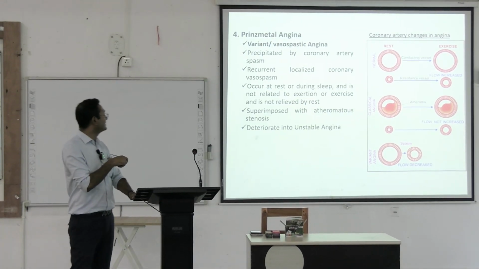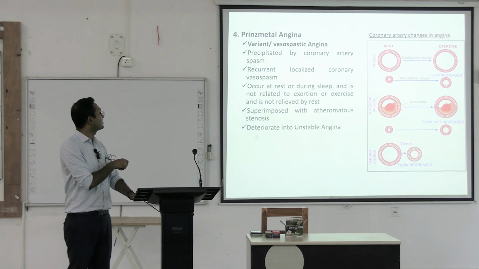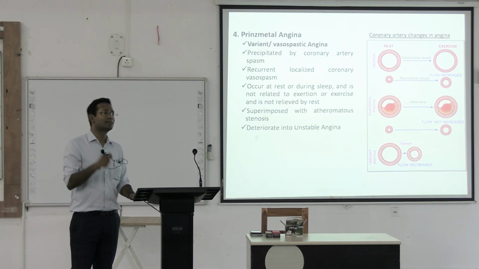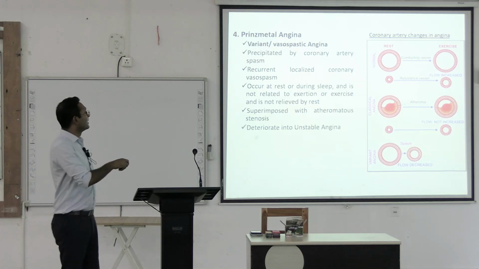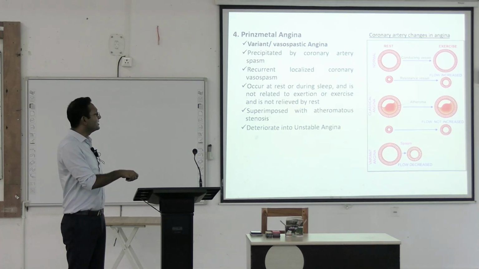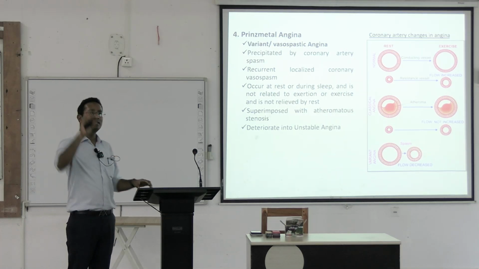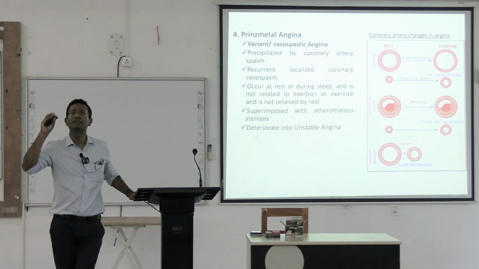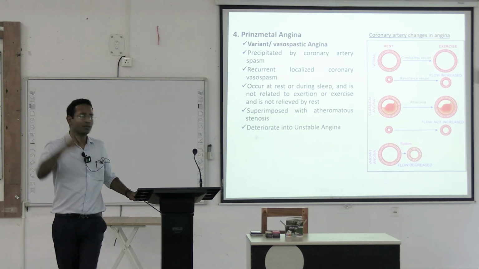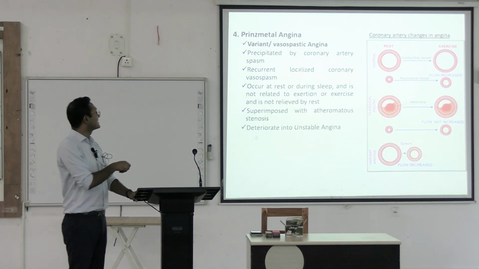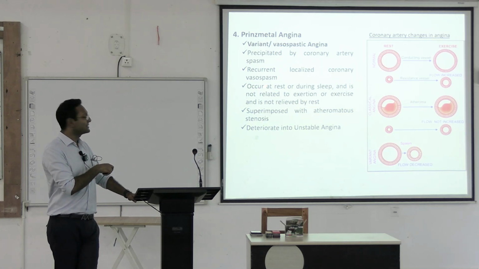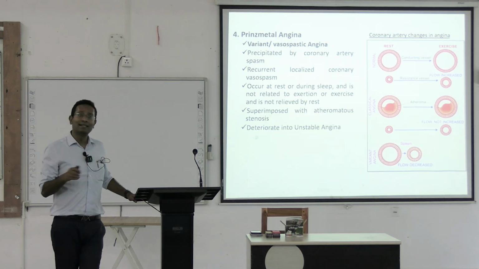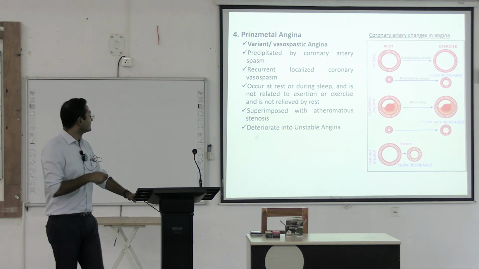What happens here is, it's precipitated because of coronary artery spasm. Instead of an atherosclerotic plaque, during spasm the flow decreases because the lumen of the blood vessels narrows down even smaller. So it's generally localized and occurs at rest or during sleep, and is not related to exertion or exercise, and it is not relieved by rest.